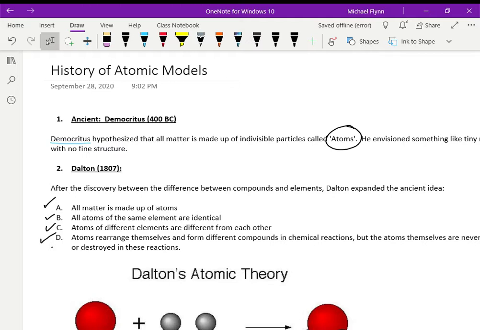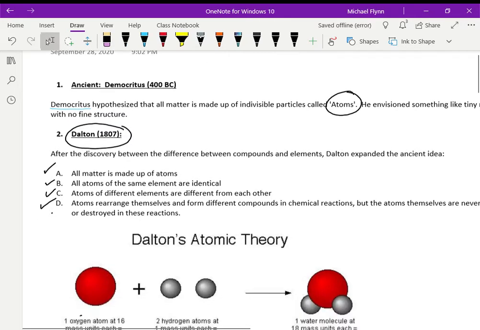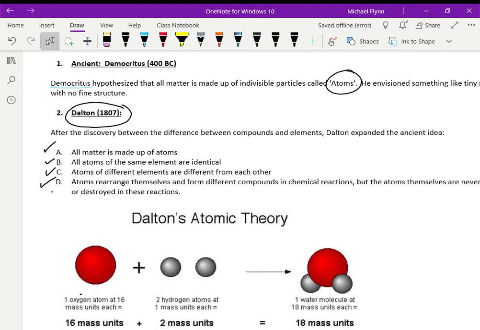Fast forward about 2,200 years to 1807, and you got this guy named Dalton. And Dalton built on this model, sort of resurrected the theory of Democritus. He just said, look, yes, all matter is made up of atoms. So this is what Dalton is making. He's saying, let's go with the name atom, okay? And an atom is the smallest bit of something.